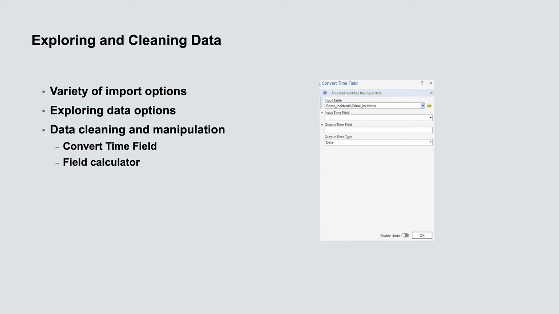One of the big ones is the convert time field, which allows you to essentially just specify the format that your current data is in, whether it's text or something else. Provide that format, and then it will convert that into a date field that you can actually then use in your analysis.